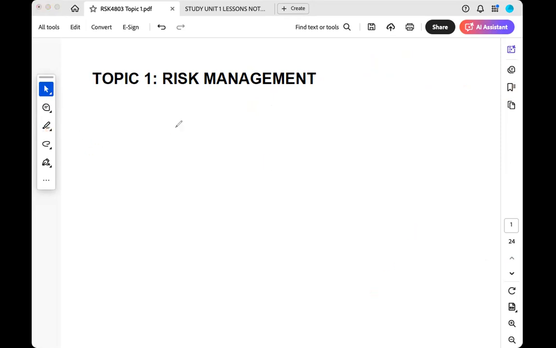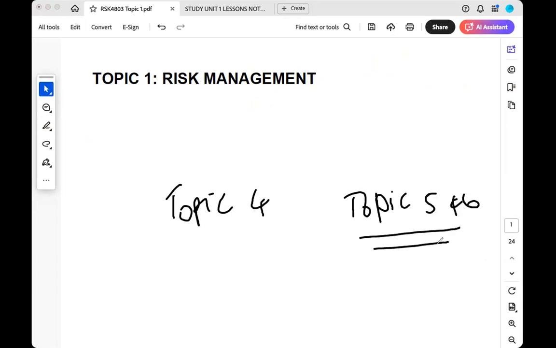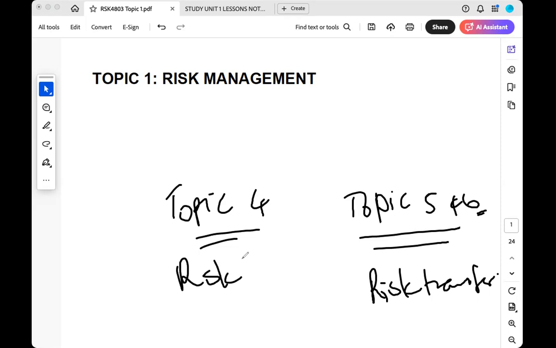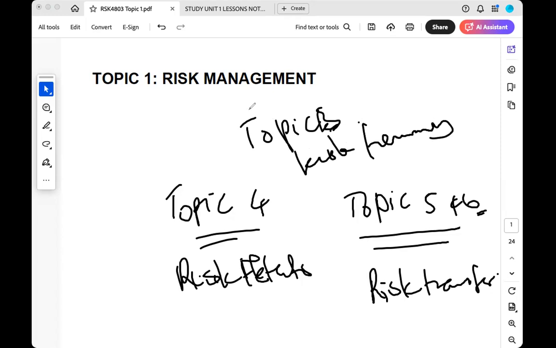So we can look at it this way. We're going to have topic 4, and then topic 5 and 6. Topic 5 and 6 will look at risk transfer, traditional risk transfer, which is insurance, and alternative risk transfer, which is topic 6. Topic 4 will look at risk retention, whereby a company or an organization will choose to retain risk within the organization. Topic 3 will just look at risk financing concepts, which is just general issues to do with risk financing concepts. That's topic 3.